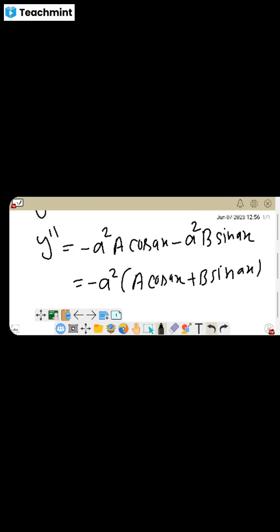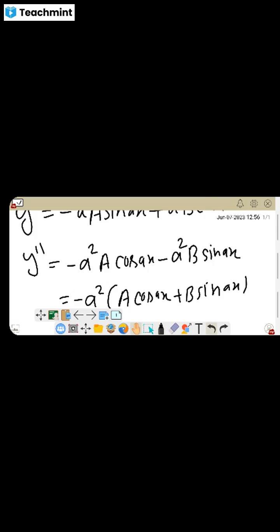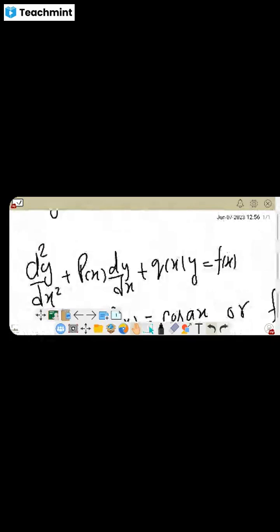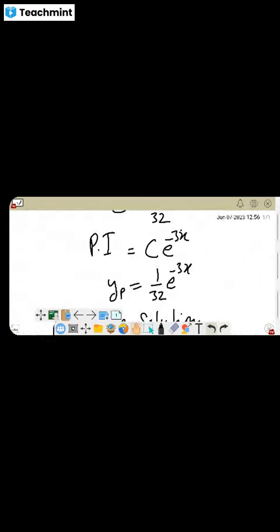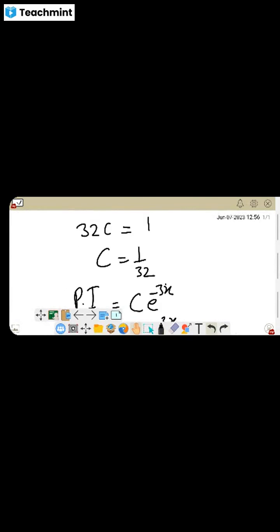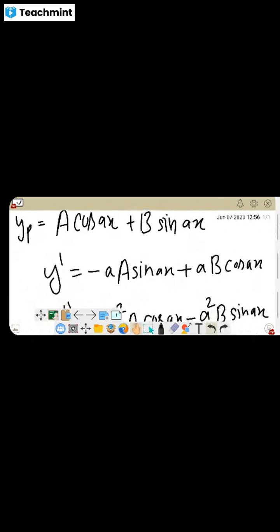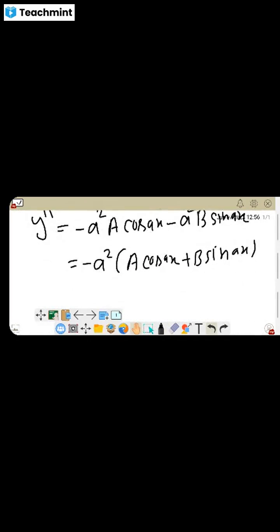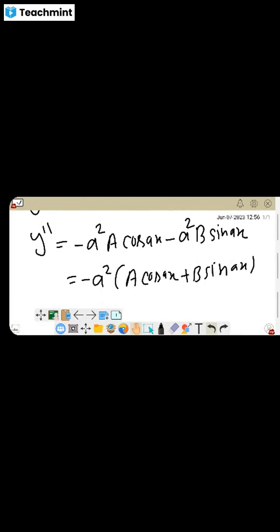Then we put these values in the left side to solve for a. Then we'll get, as we have found here in this equation, where we are using C. Then we'll find the values of A and B on comparing. And then we'll find the PI.